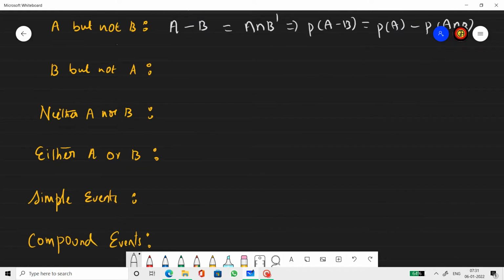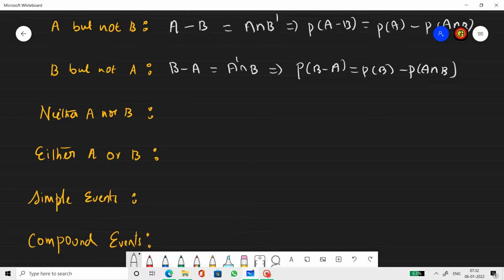Next one, it's B but not A. So it's B difference A, which equals A complement intersection B, which implies P of B difference A equals P of B minus P of A intersection B.